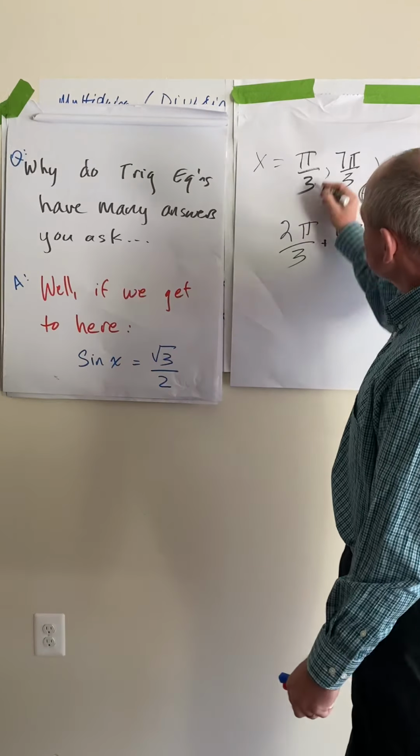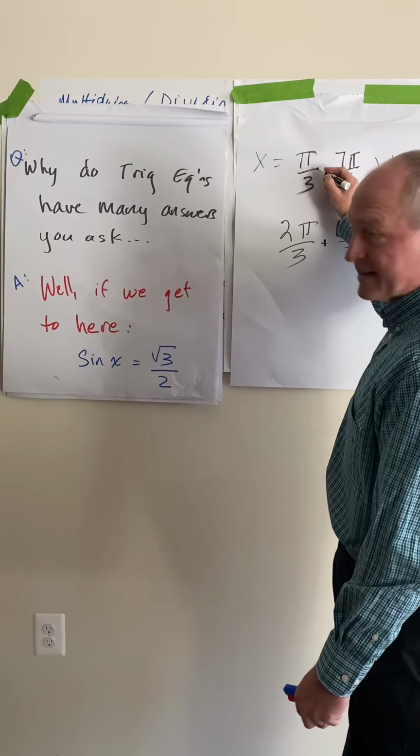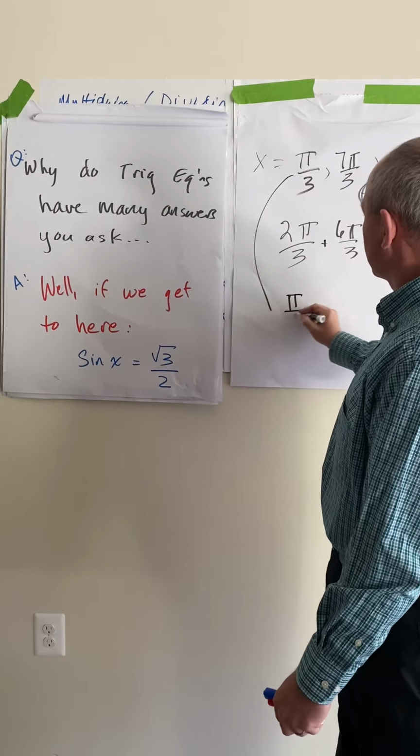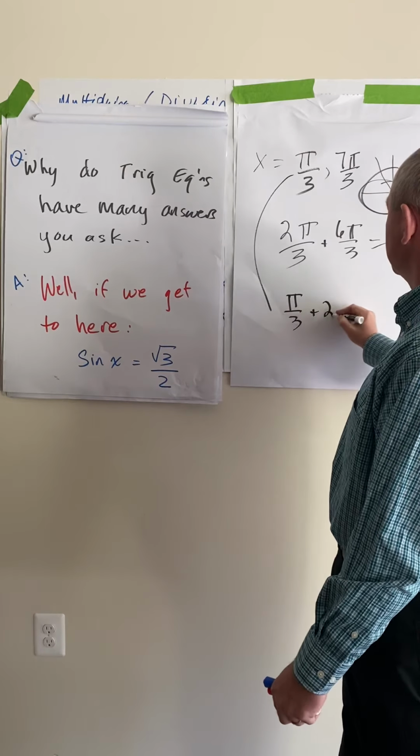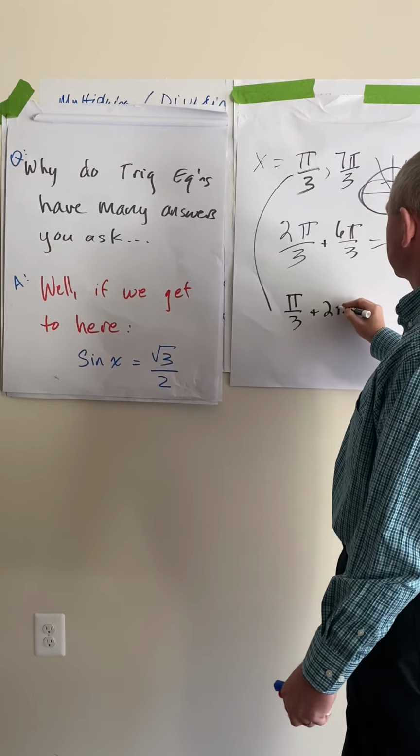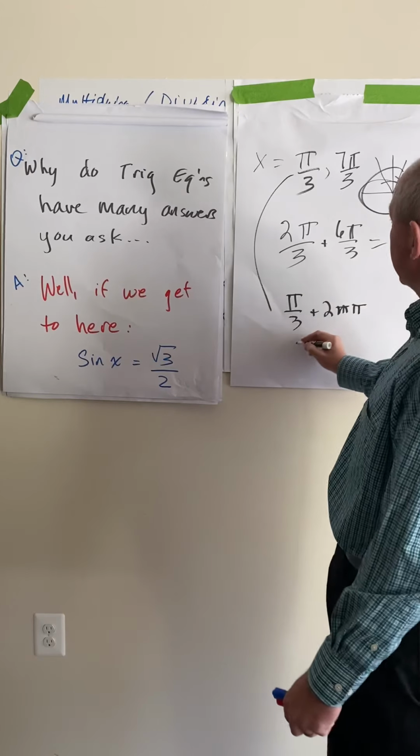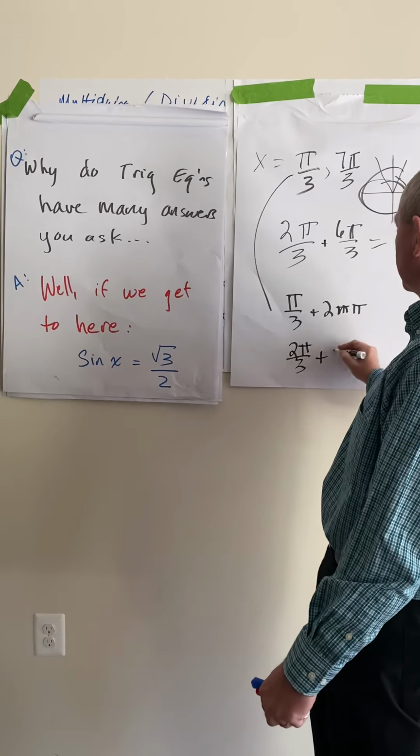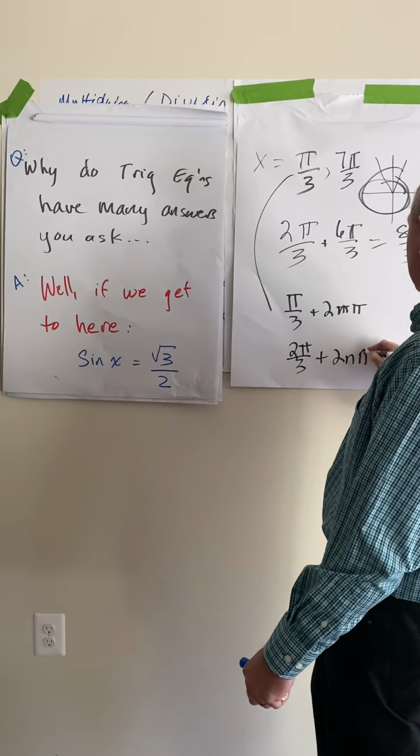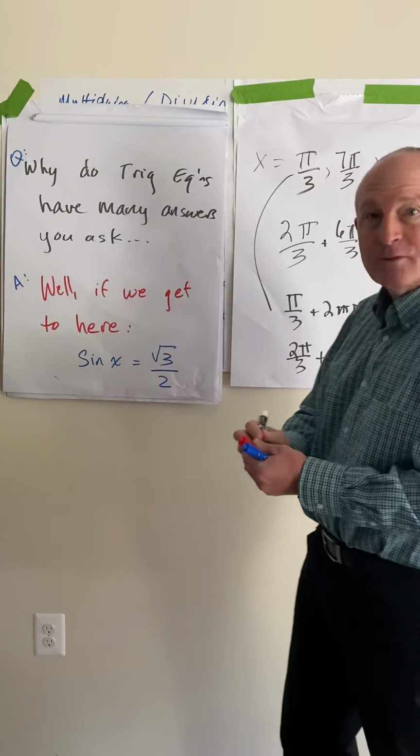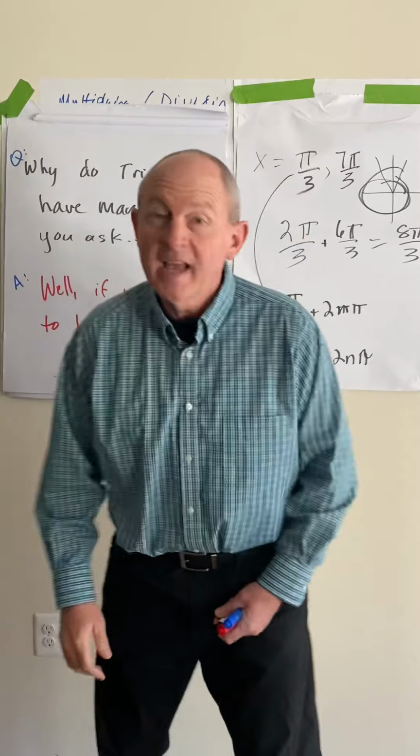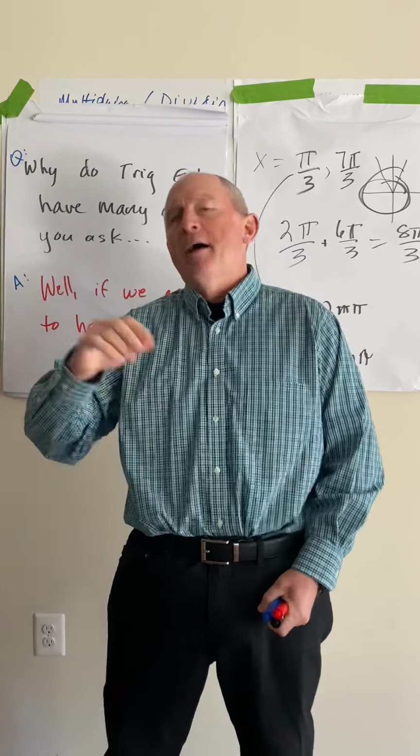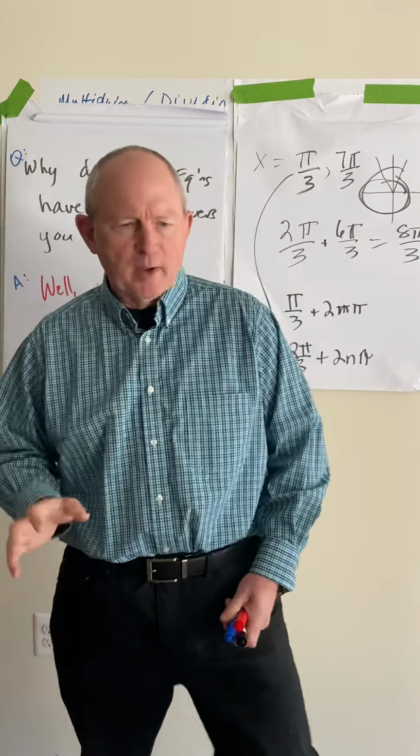So, for the solutions for this equation, we would say pi over 3 plus 2n pi, and 2 pi over 3 plus 2n pi. That would be all the solutions. It's kind of tricky at first, but we'll get the hang of it, I promise.